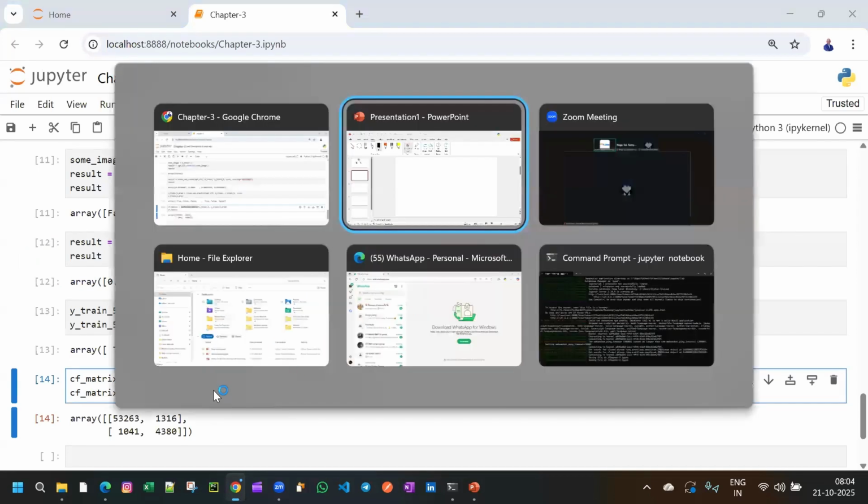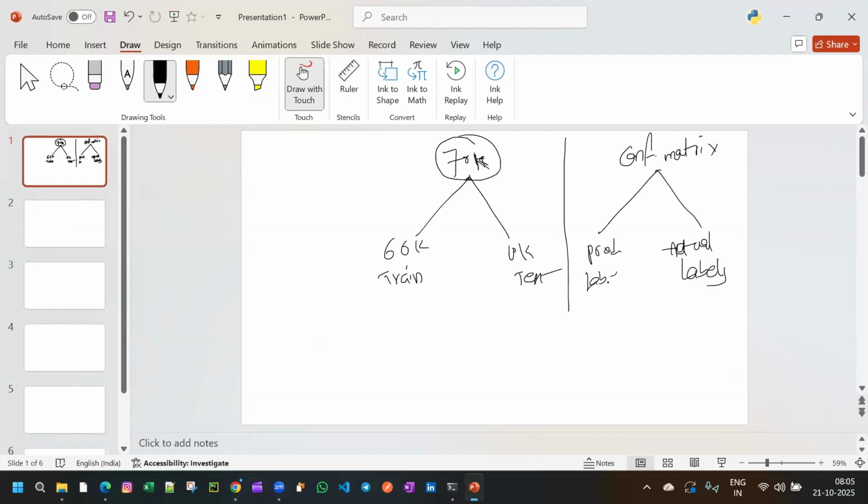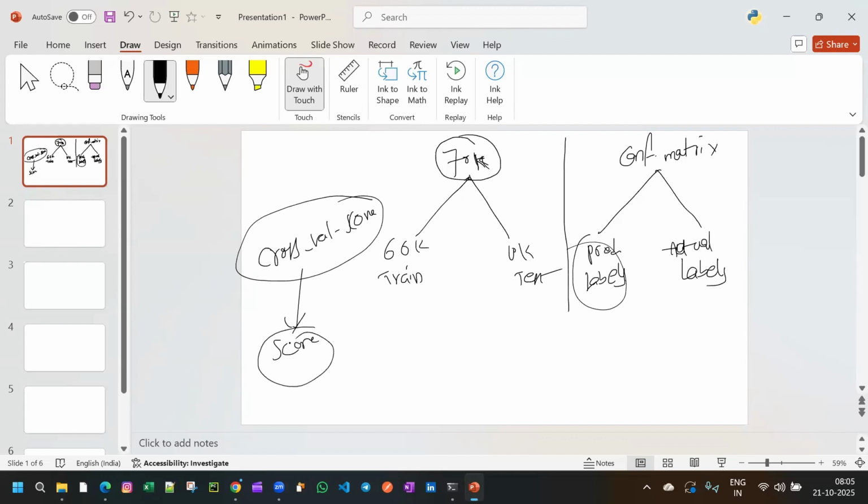For the preparation of the confusion matrix, we need two pieces of information: the actual labels, which we already have, and the predicted labels. Cross-val score is a function we already used, but it always produces the score, not the predicted values. For the 60K training data, we need to know the predicted values of my model.